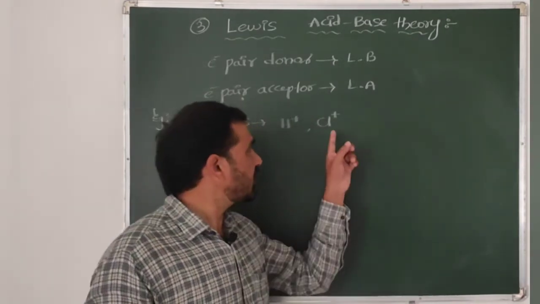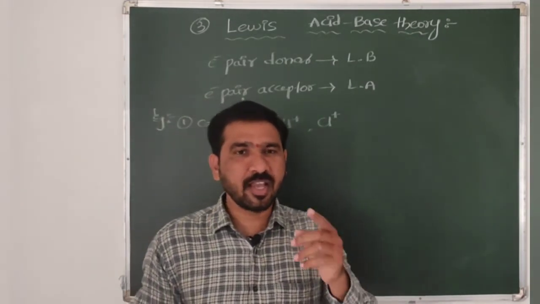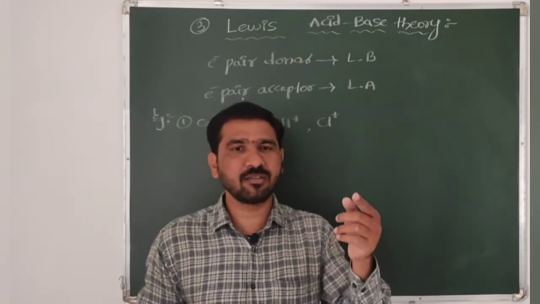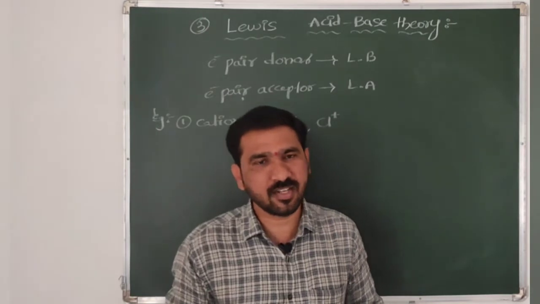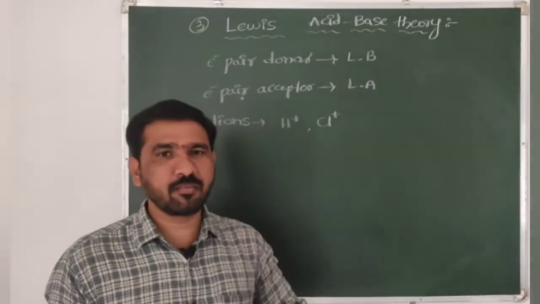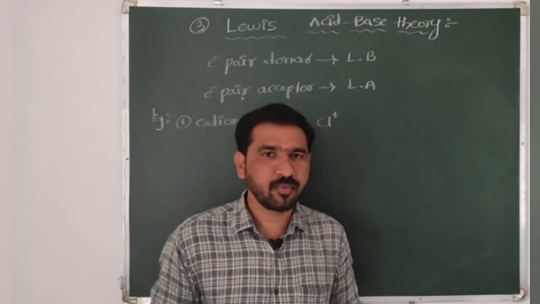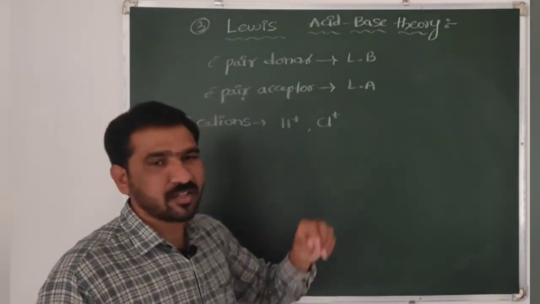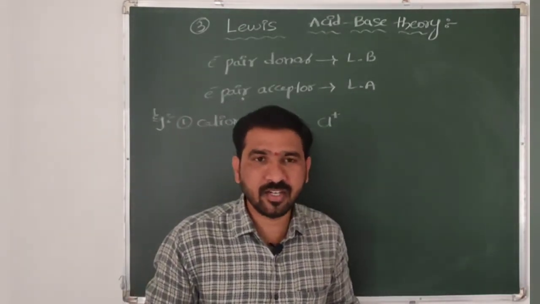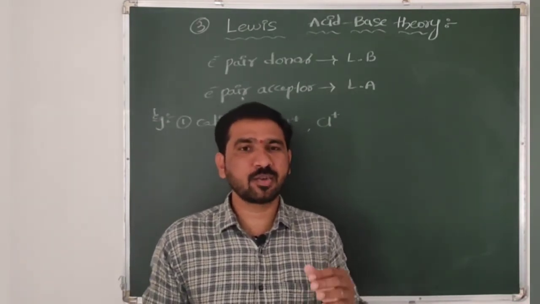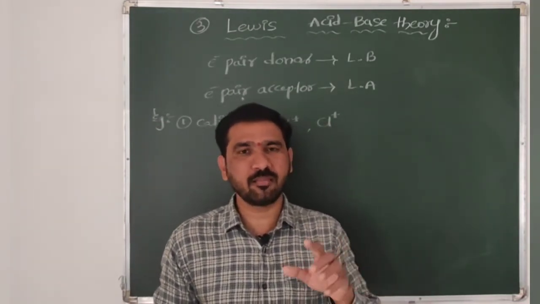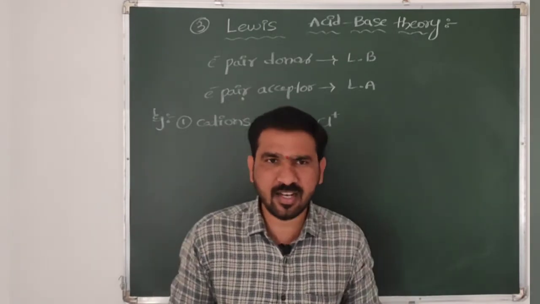So this species has 16 electrons, and when it gains one pair of electrons it attains the argon electronic configuration, which is more stable. That's why it tries to accept one pair of electrons from a donor. So this is also an example of a Lewis acid. Generally, cations try to accept one pair of electrons to gain stability, so they are examples of Lewis acids. Is it clear?